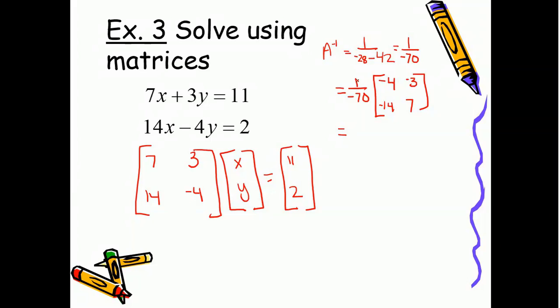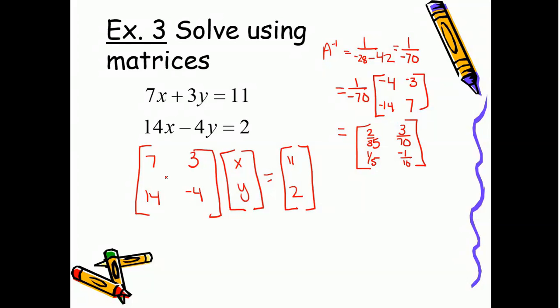right? Because 1 over -70 times -4 is going to give me 2 over 35, because I can take a 2 out of the top and the bottom. 3 over 70 does not simplify, but my negatives are going to cancel out. 14 over 70 does cancel down to 1/5. And 7 over 70, well, that's -1/10.